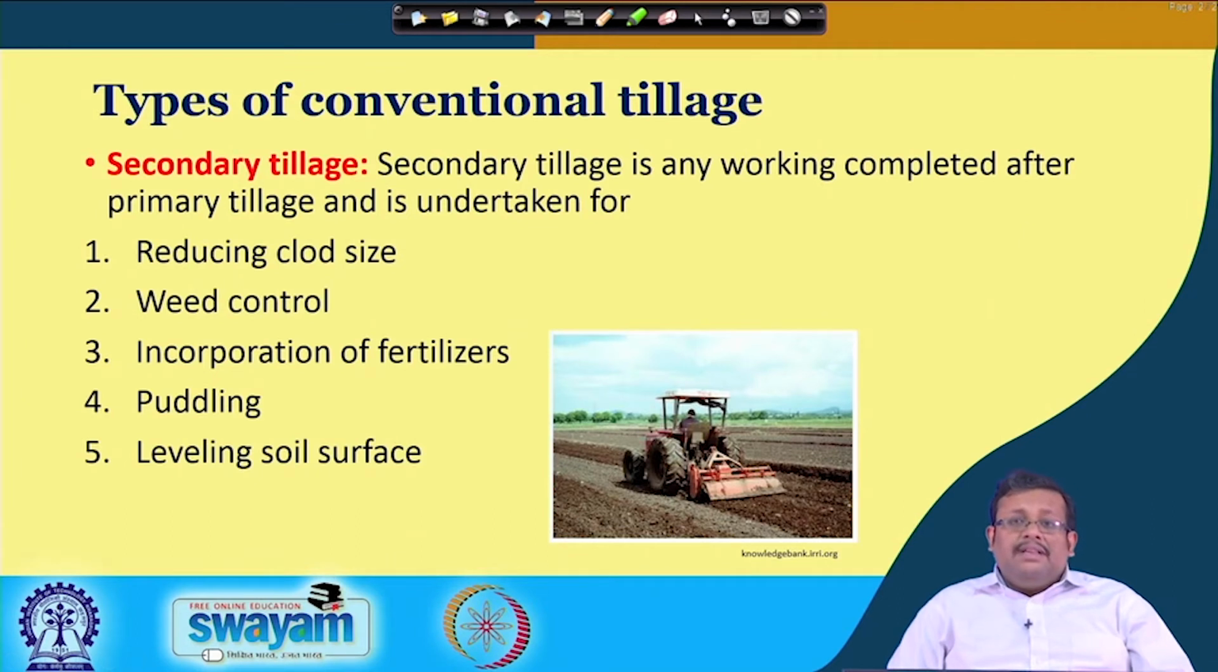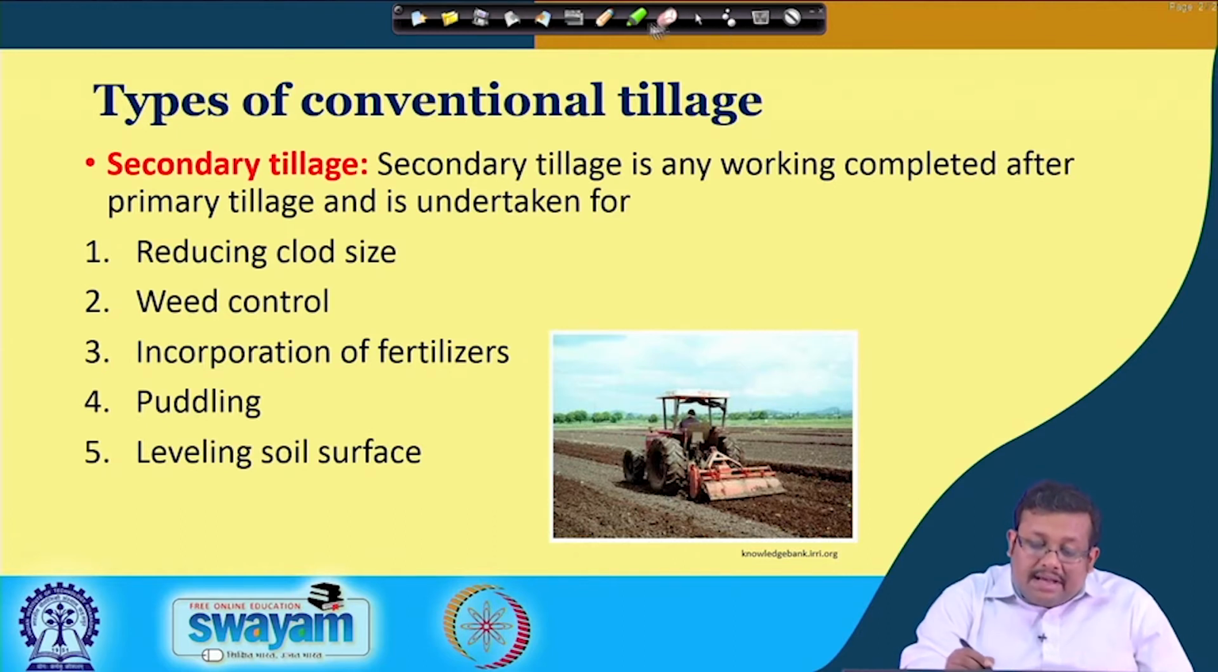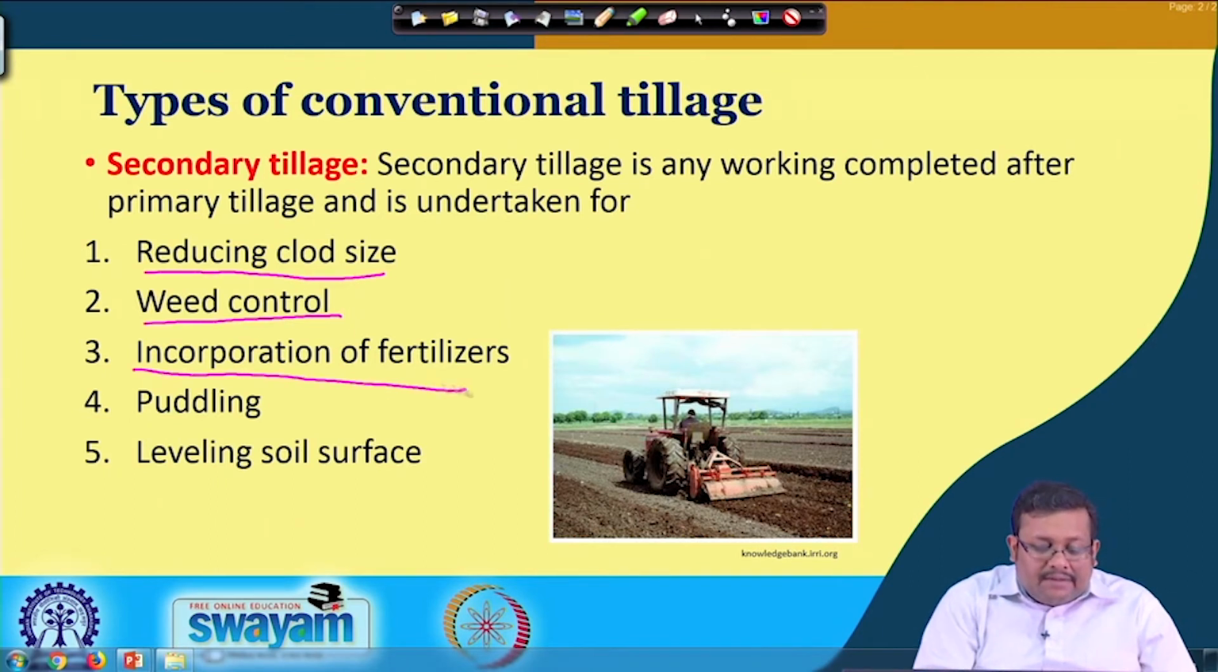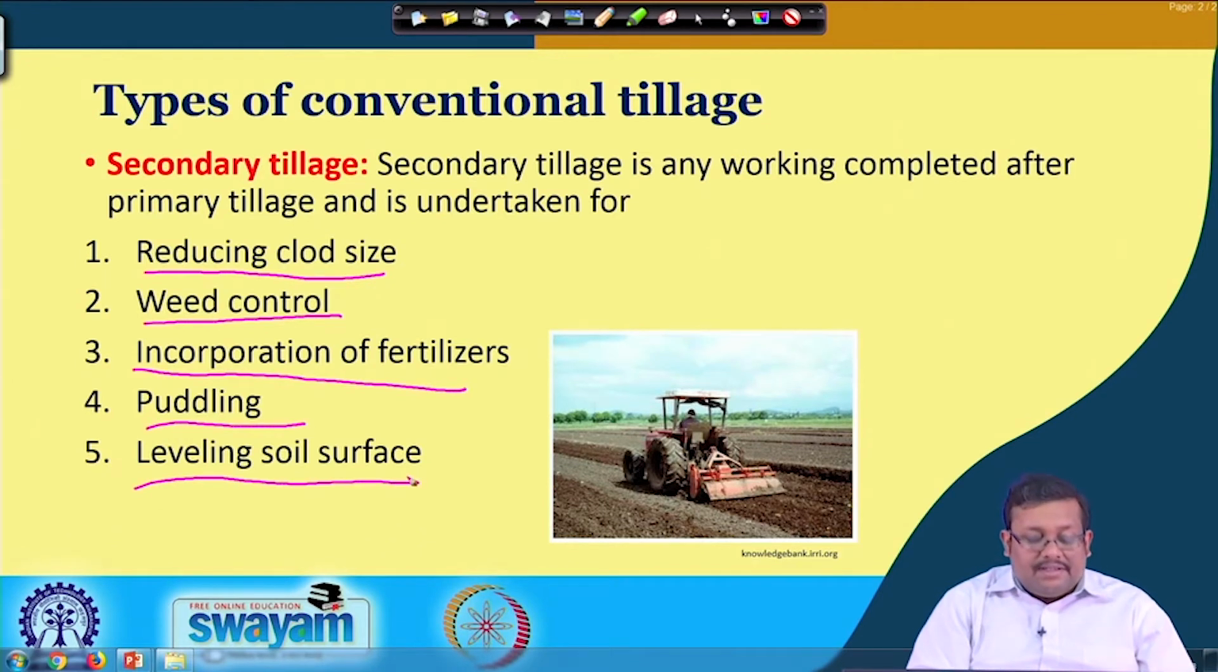And there is another type of tillage called secondary tillage. Remember that secondary tillage is any working completed after primary tillage, and there are a couple of objectives for doing the secondary tillage. There are 5 objectives for doing the secondary tillage. One is, as you can see here, reduction of clod size, then weed control, then incorporation of the fertilizer, then puddling and leveling of soil surface.